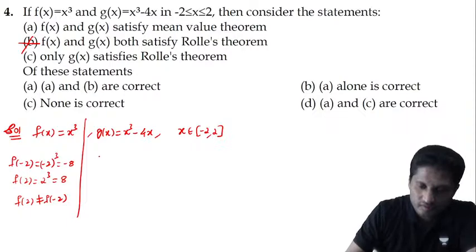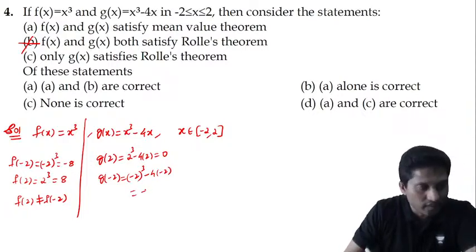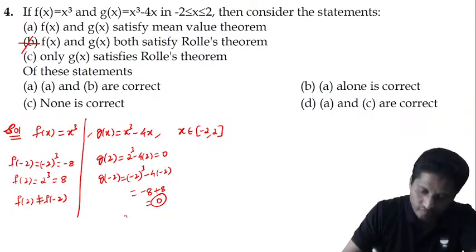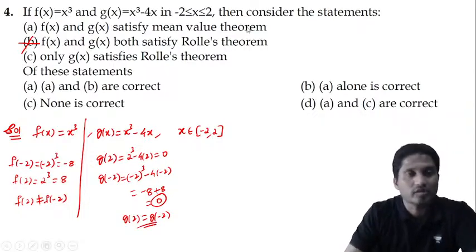Now if I take g of x, g of 2 is equal to 2 cube minus 4 into 2, which is equal to 0. G of minus 2 is minus 2 the whole cube minus 4 into minus 2. This will be equal to minus 8 plus 8, which is equal to 0. So obviously g of 2 is equal to g of minus 2. So Rolle's theorem is applicable in g, and obviously the mean value theorem is also applicable.